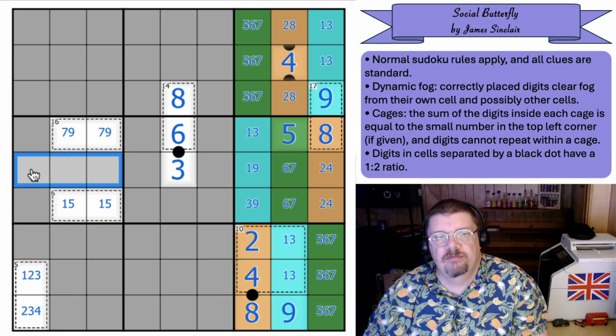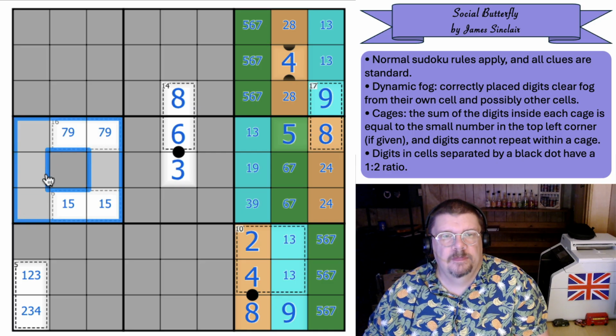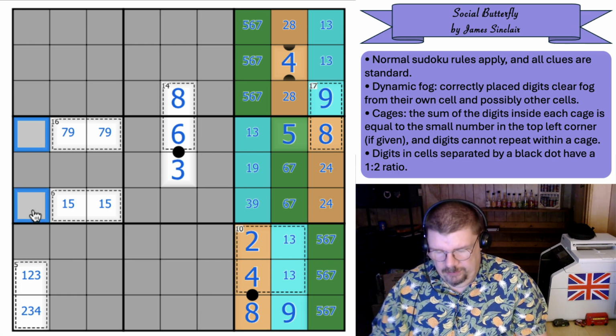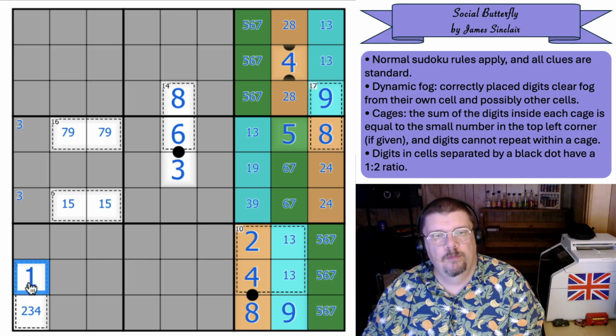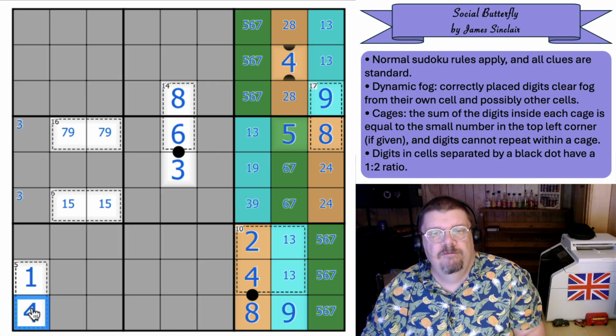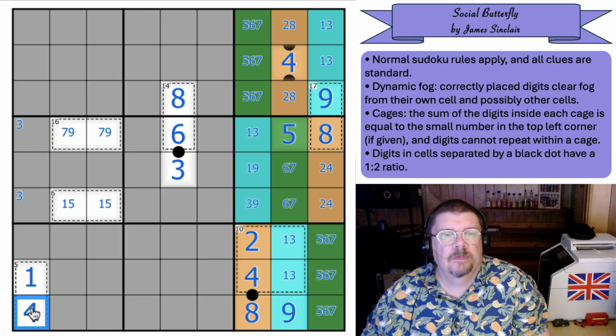So where does 3 go in this box? It can't go along there, so it must go into one of those 2. That eliminates the 2, 3 option from this 5 cage. So that must be 1 and 4, which was not as helpful as I was expecting, to be perfectly honest.